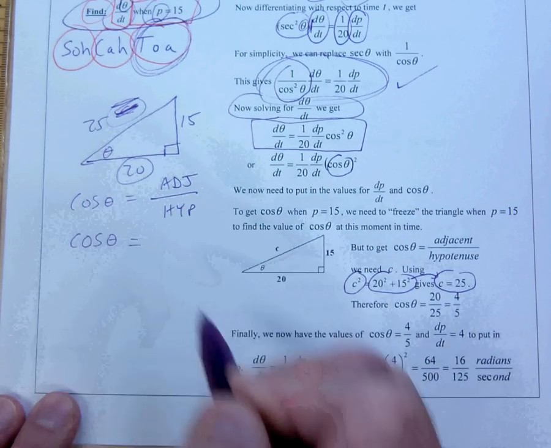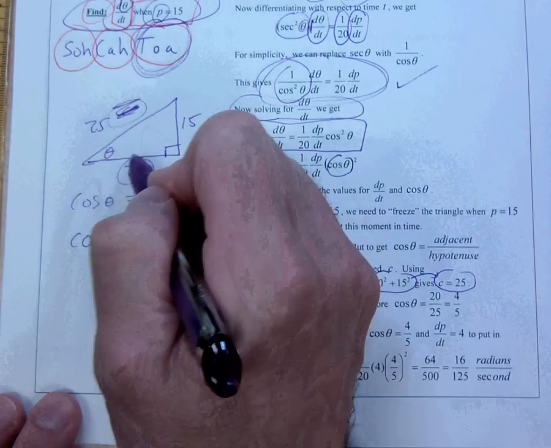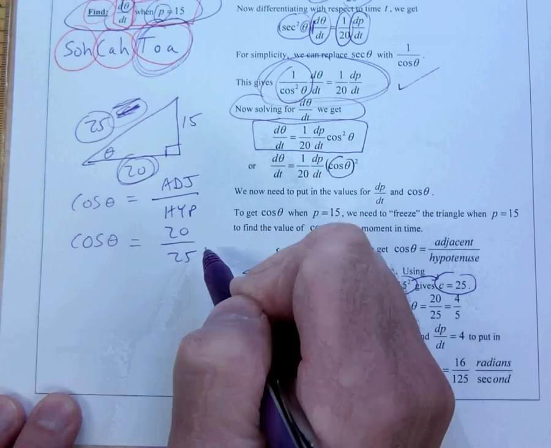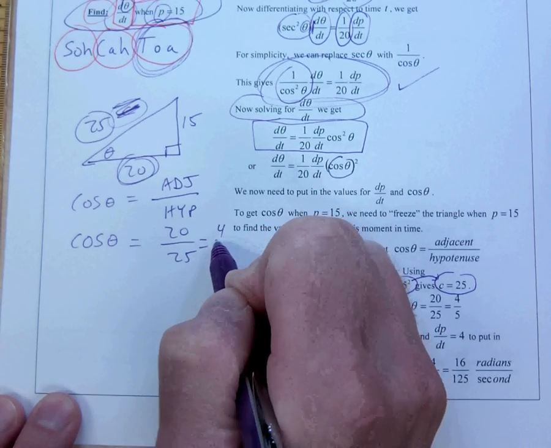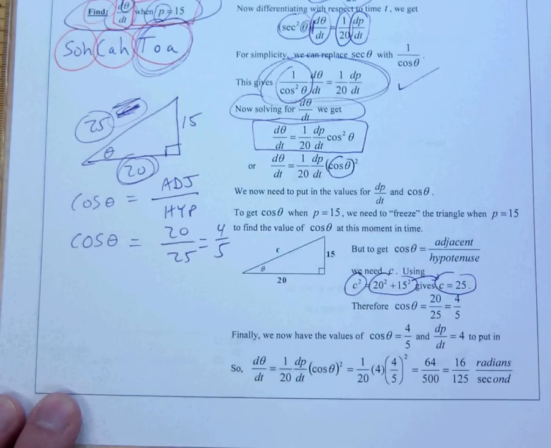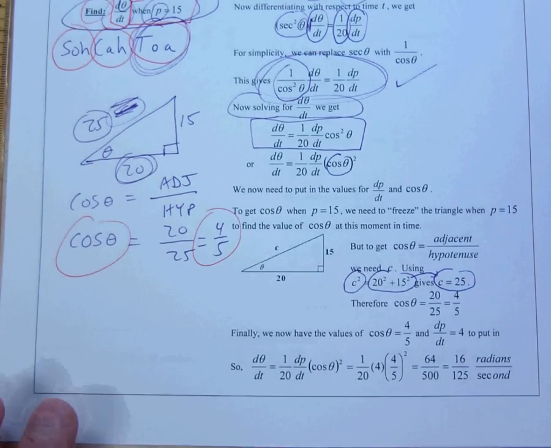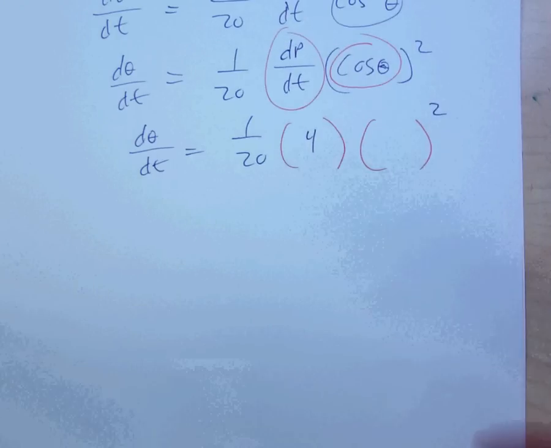What is it? It would be what, guys? Adjacent side over the hypotenuse. And by the way, that reduces to 4/5, doesn't it? Okay? So at this point, I've got the cosine of theta, and so I can go ahead and put that in here.